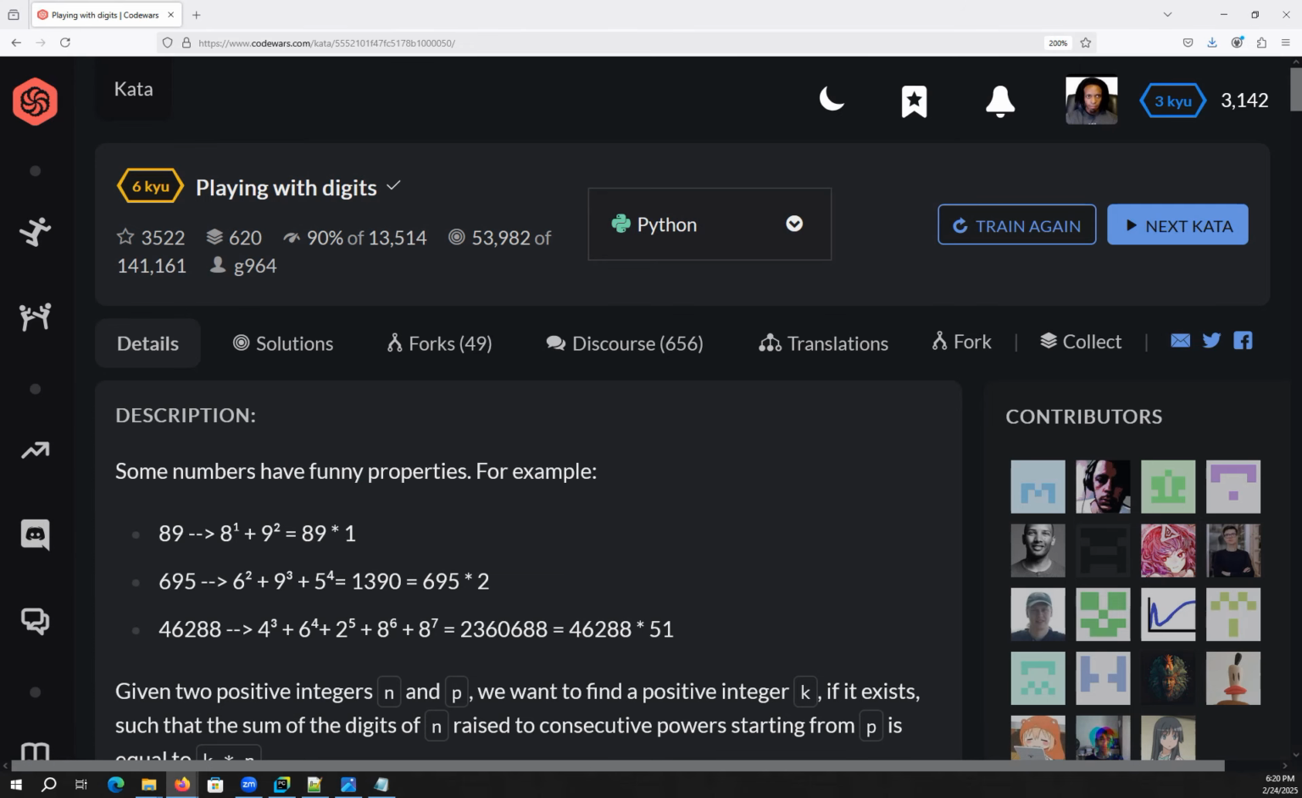Okay, back again, my friends. We're here with a Codewars exercise called Playing with Digits, done in Python. This is a familiar refrain. Yep, Python Codewars. Let's get it.